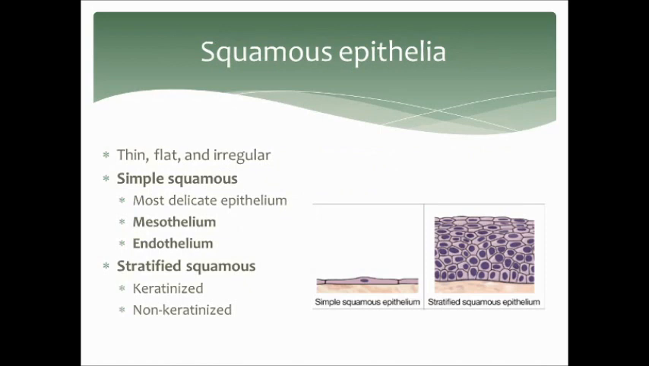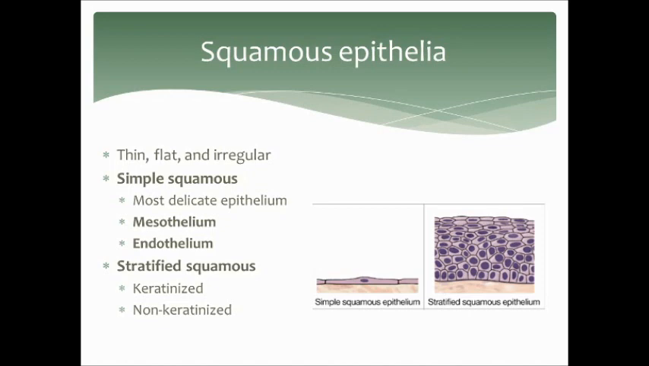So they're thin, flat, irregular. The simple squamous is the most delicate epithelium, so it provides for a lot of gas exchange. So these are generally found in the respiratory system and the blood vessels. It also can be found in the linings of the body cavity and the heart. Mesothelium is a type of simple squamous epithelium, and it lines the body cavities, and then the endothelium is going to line the surface of the heart and the blood vessels.